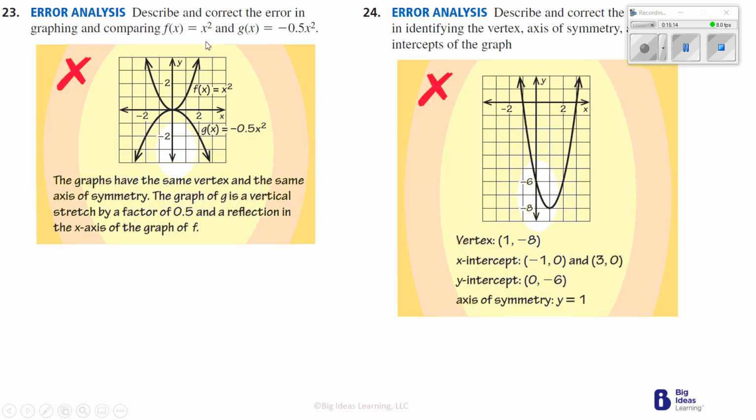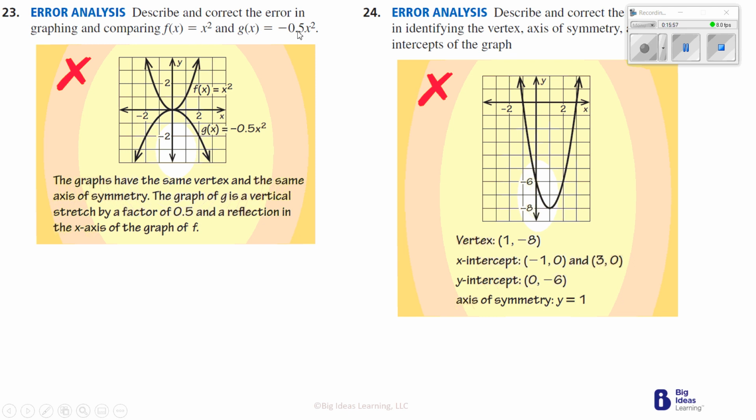So let's describe and correct the error in graphing and comparing f of x equals x squared and g of x equals negative 0.5x squared. What we have here is a number that's, one, negative, so that's going to be a reflection. And two, this number here is less than 1, but greater than 0. So this is going to be a shrink. They said here the graphs have the same vertex and the same axis of symmetry. The graph of g is a vertical stretch, it says, by a factor of 0.5 and a reflection. The reflection was correct, but this is not a stretch.